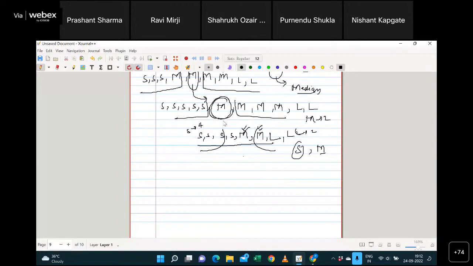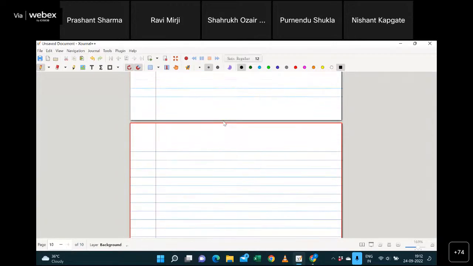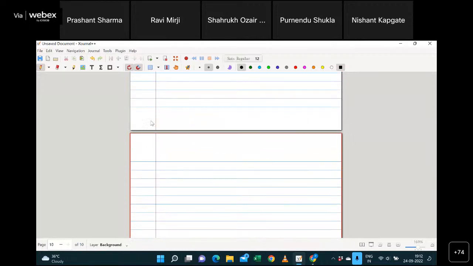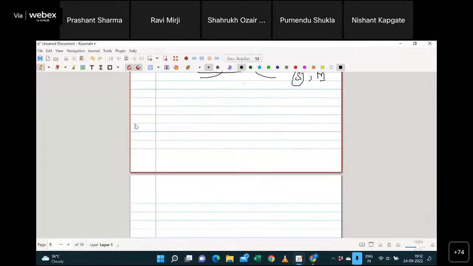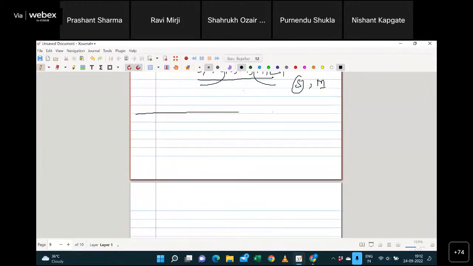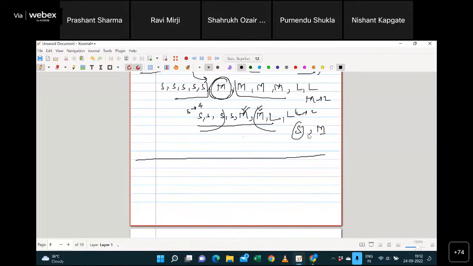Median is defined for a bar chart. Sir, can we take both as the median? So both have a median. No, we have to take only one. You have to define it by only one. Either you can take S or you can take M. You have two options. You have to take one.